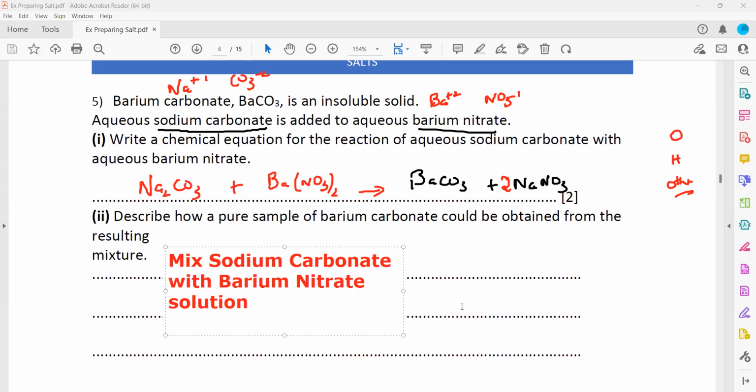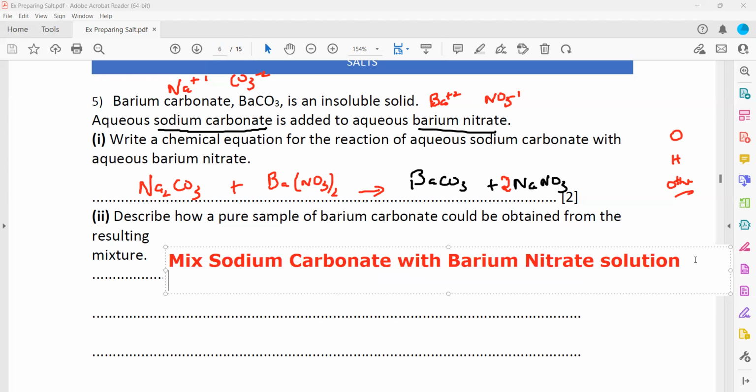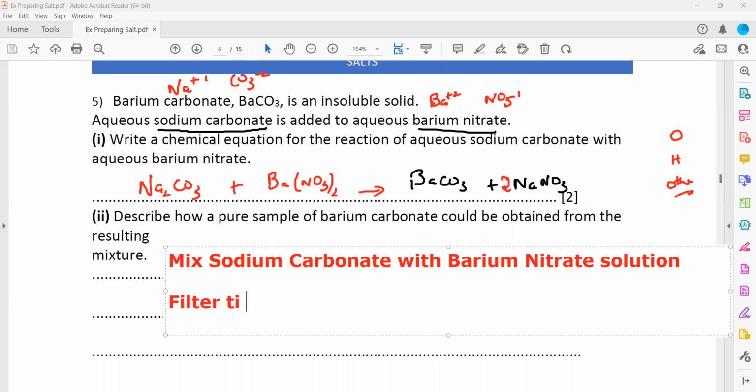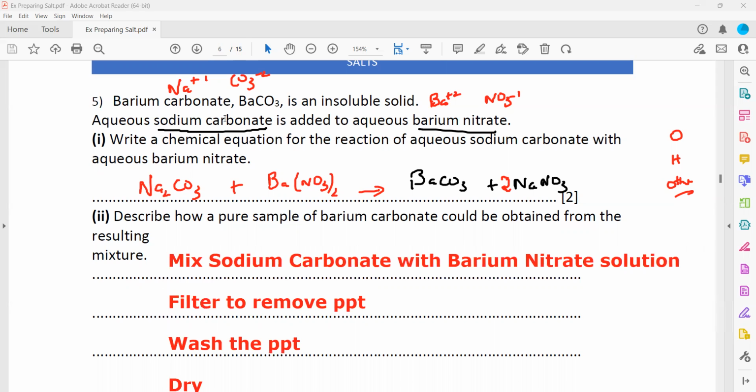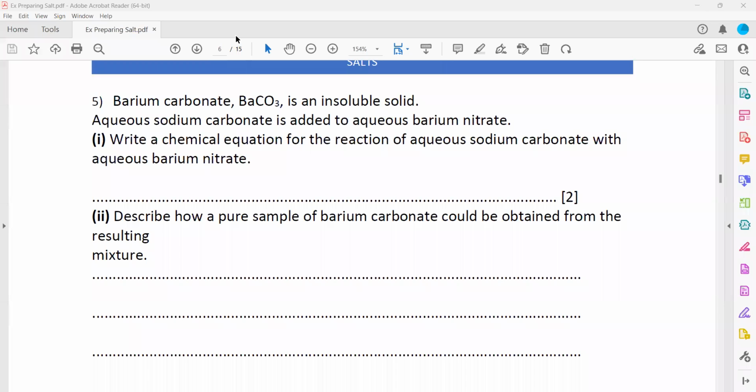As a result, when we mix them together, it will form a precipitate. So we will filter to remove the precipitate. And then we can wash the precipitate with distilled water. And at the last, we can dry. So these are the steps we will follow to obtain pure and dry crystals of barium carbonate by ionic precipitation.